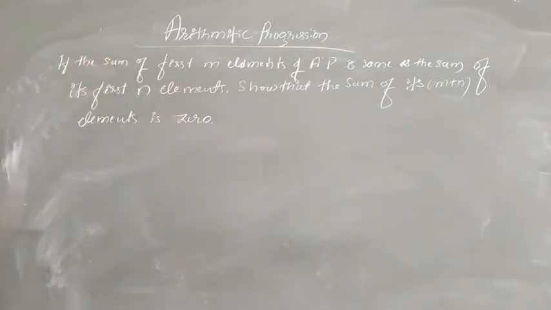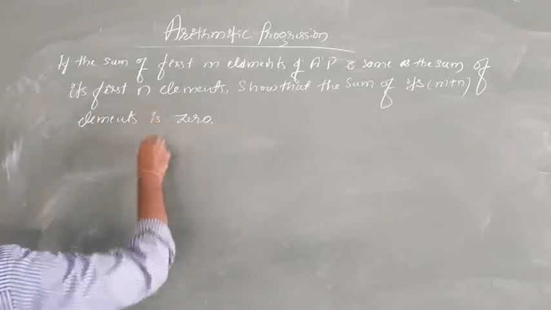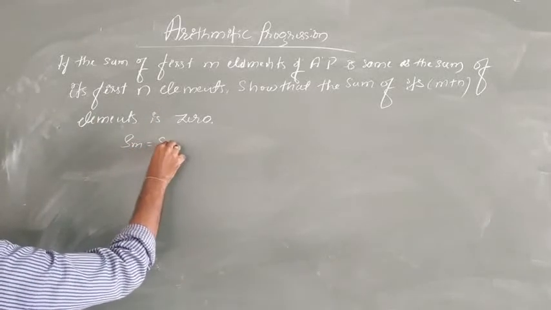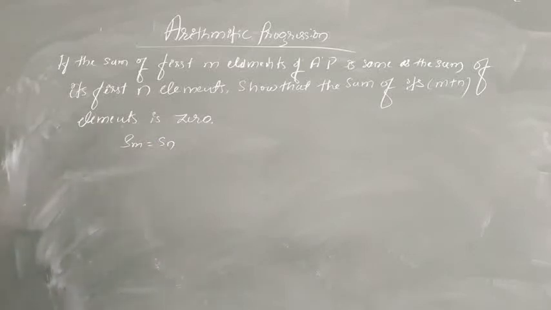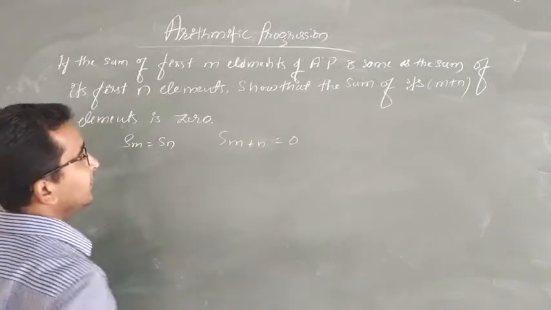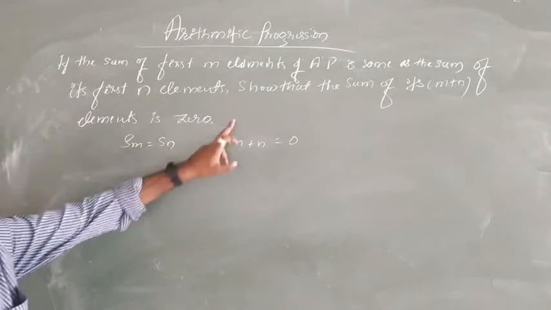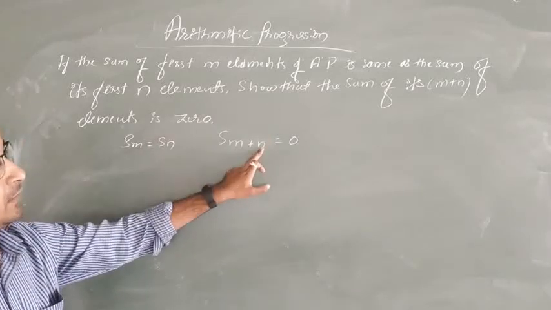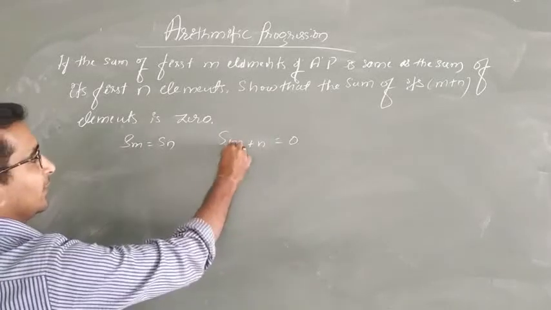So in this example, what we have been given is that the sum of the first m elements of an AP is the same as the sum of its first n elements, that is nothing but Sm is equal to Sn. Then we have to show that S(m+n), the answer should be 0. The sum of its m plus n elements is equal to 0.